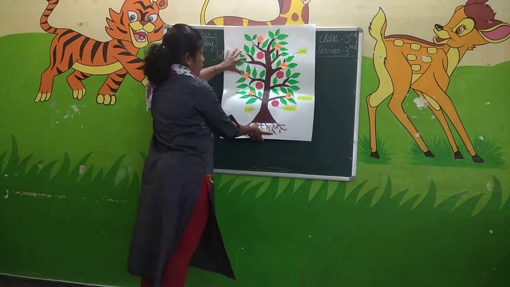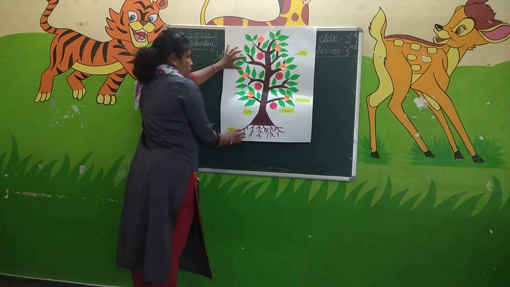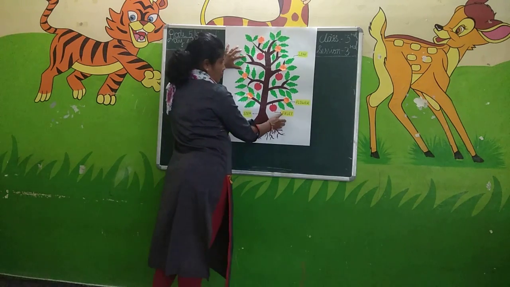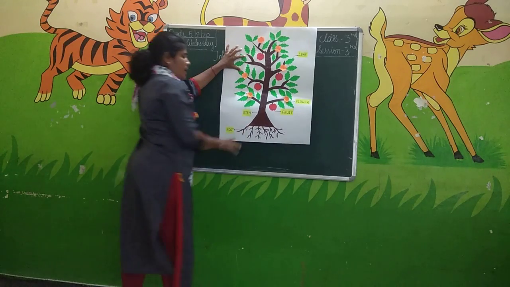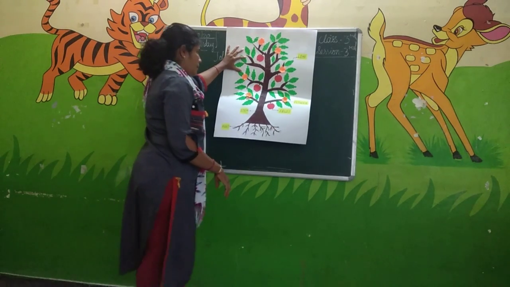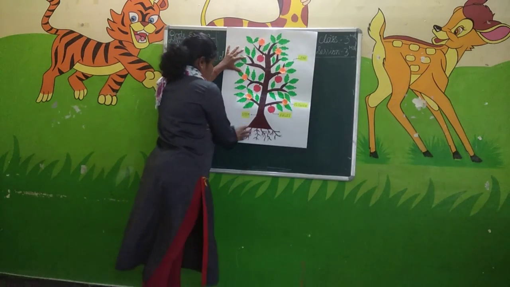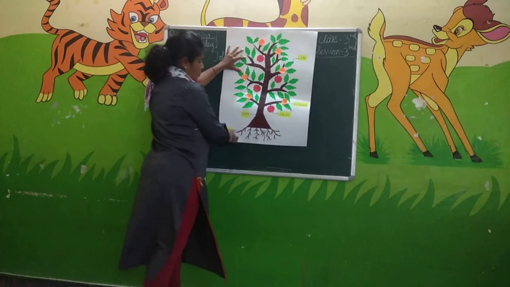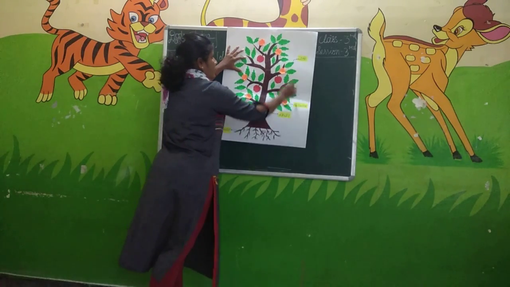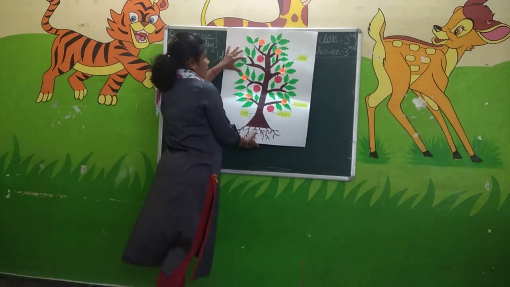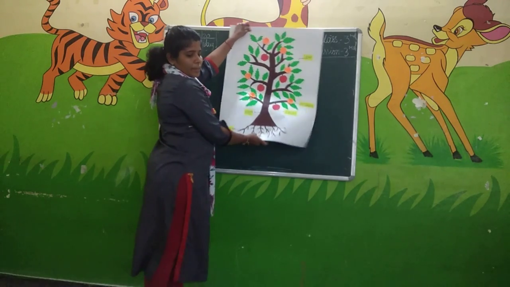Just recall the parts of the plant: root, stem, fruit, flower, and leaf. These are the main parts of a plant. Once again: root, stem, fruit, flower, and leaf.